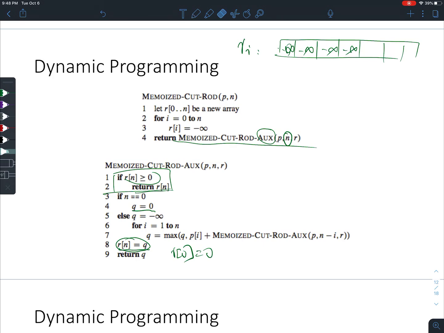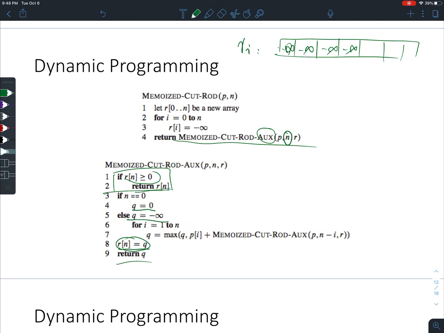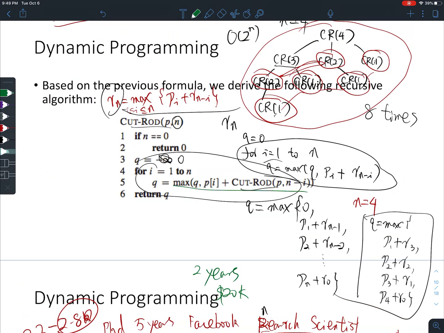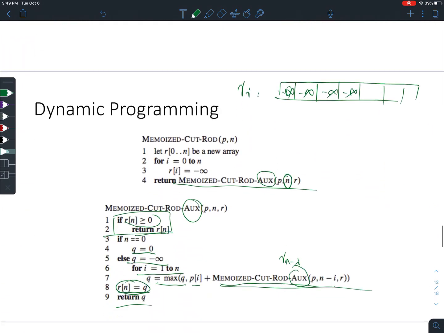So it's telling us the highest revenue for a rod of length 0 is just $0, and then we just return it. Otherwise, we first set q as negative infinity, and then for i starting from 1 to n, q equals the max between itself and p_i plus the memoized cut rod auxiliary function with p, n minus i, and r. This auxiliary function, we can take it as R of n minus i, and this is going to be quite similar to before. We're basically just giving the function a new name.